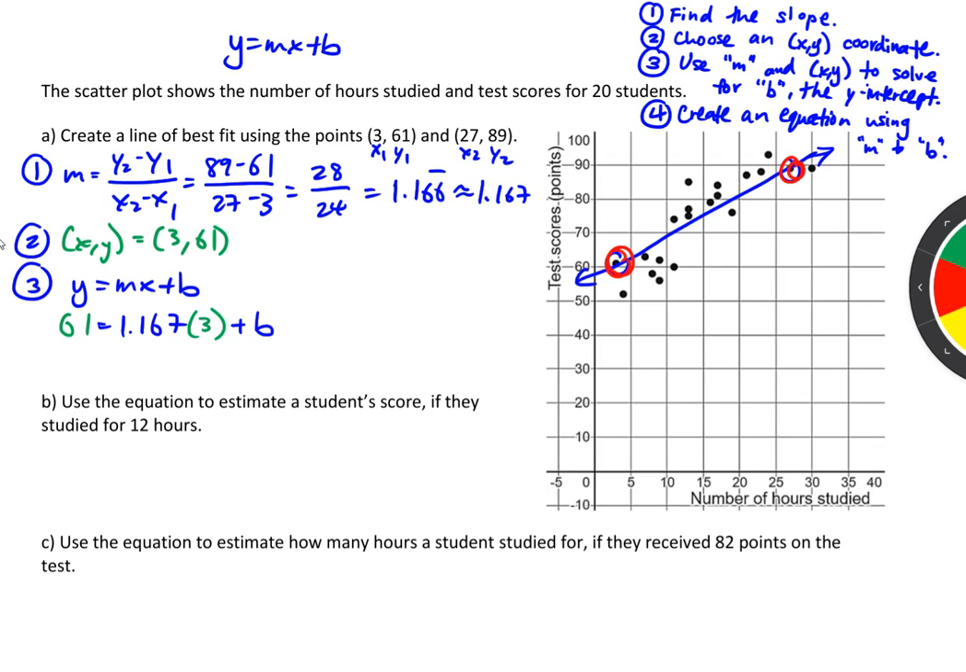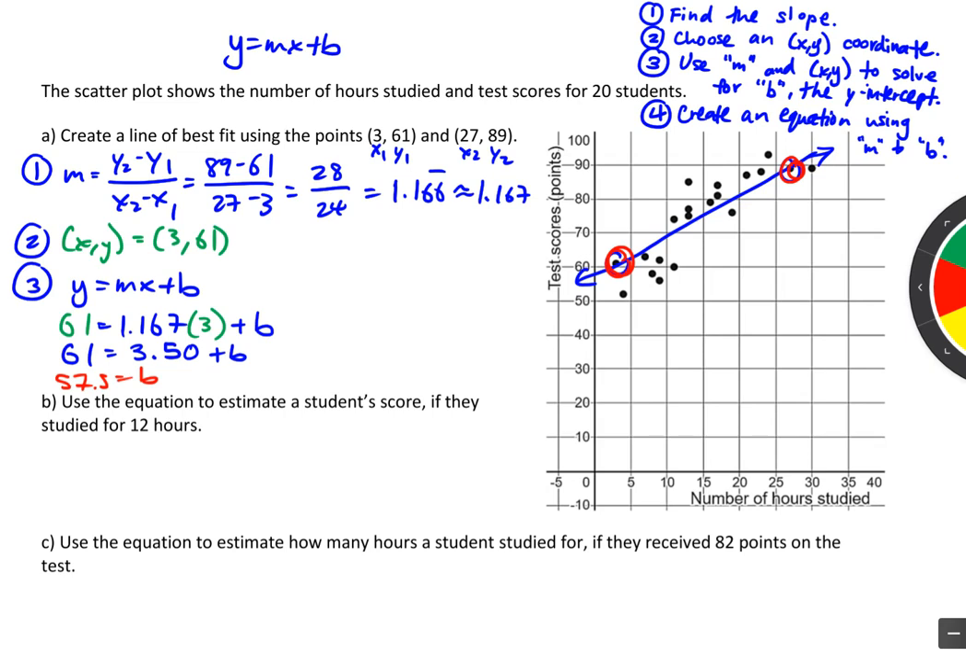If I do some math, 1.167 times 3 is about 3.5. So this is 61 equals about 3.50 plus b. Then we want to get b by itself, so we subtract 3.50 from both sides. 61 minus 3.50 is about 57.5. That's going to be our y-intercept.